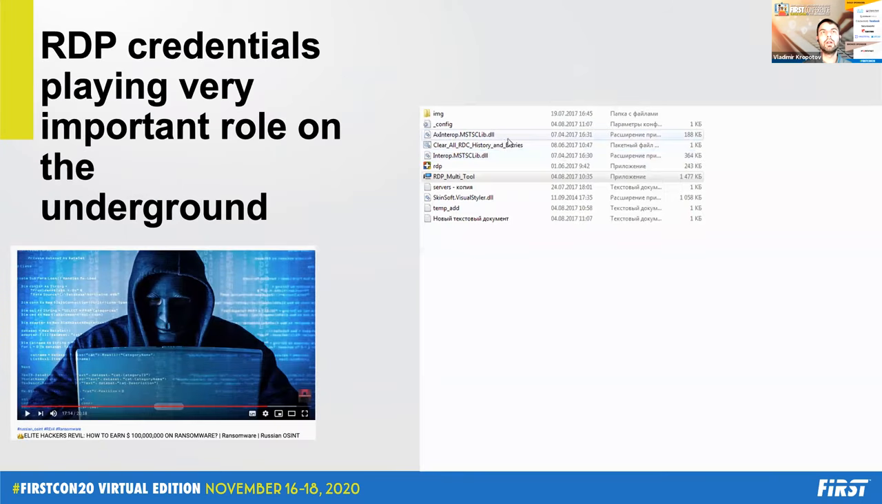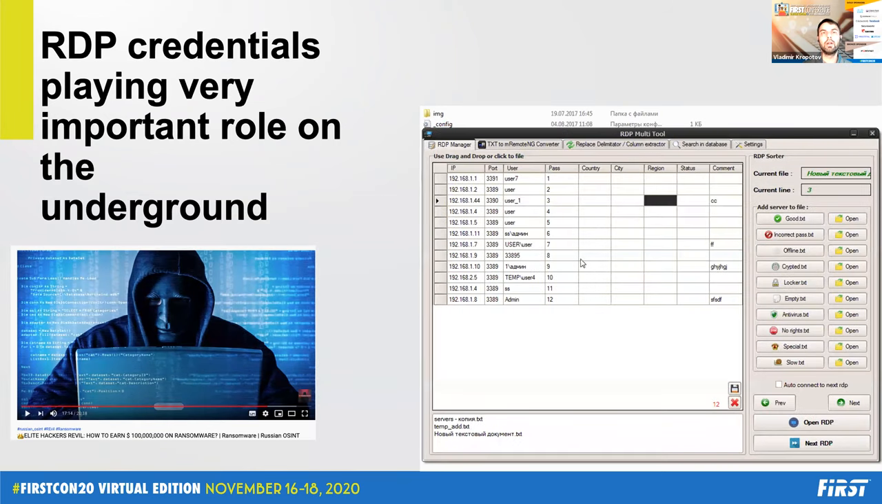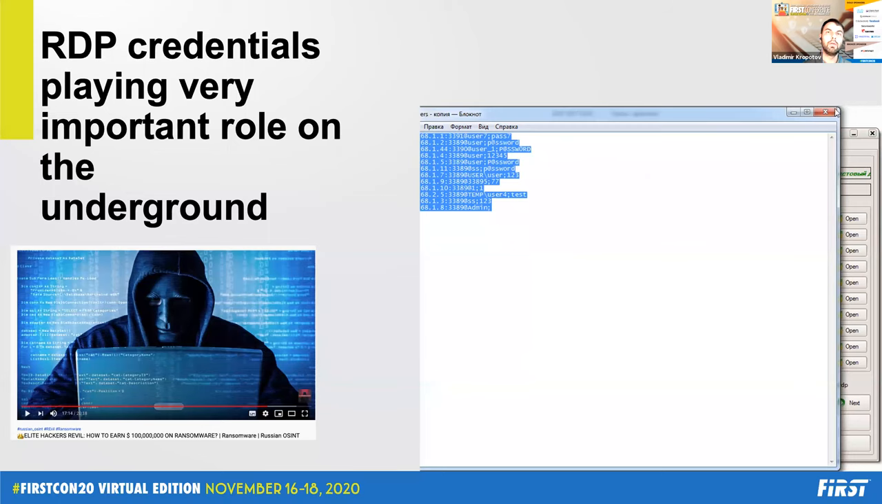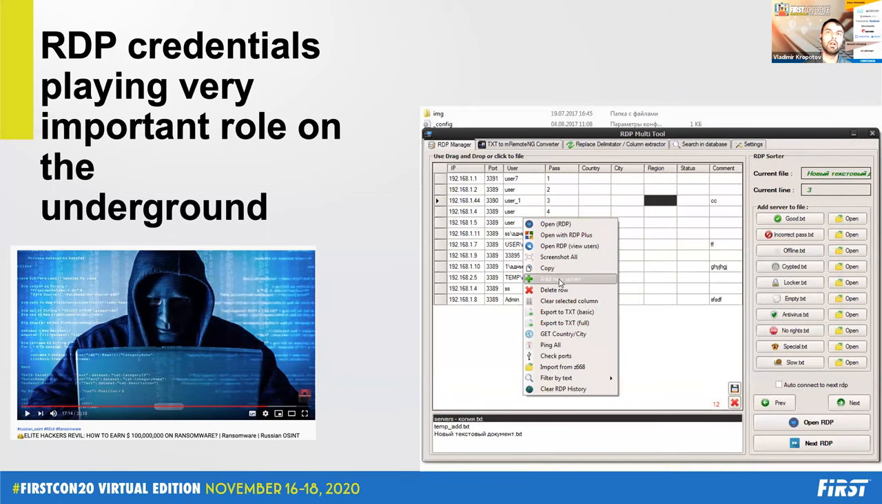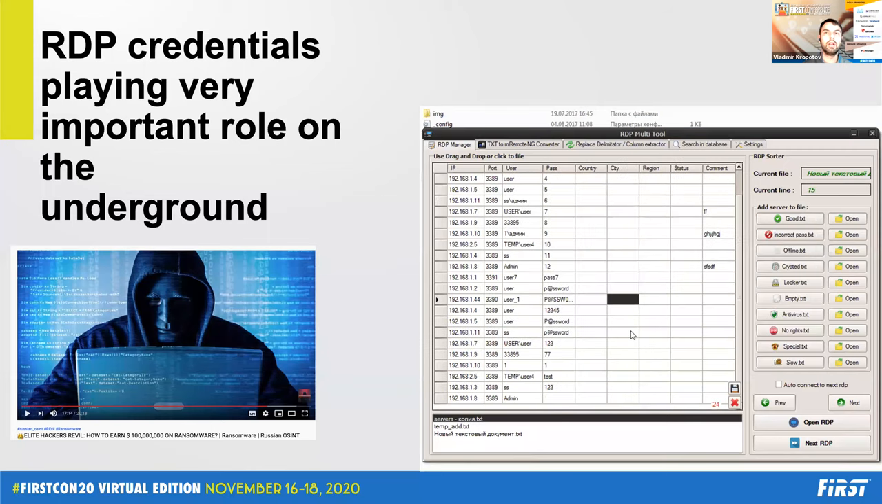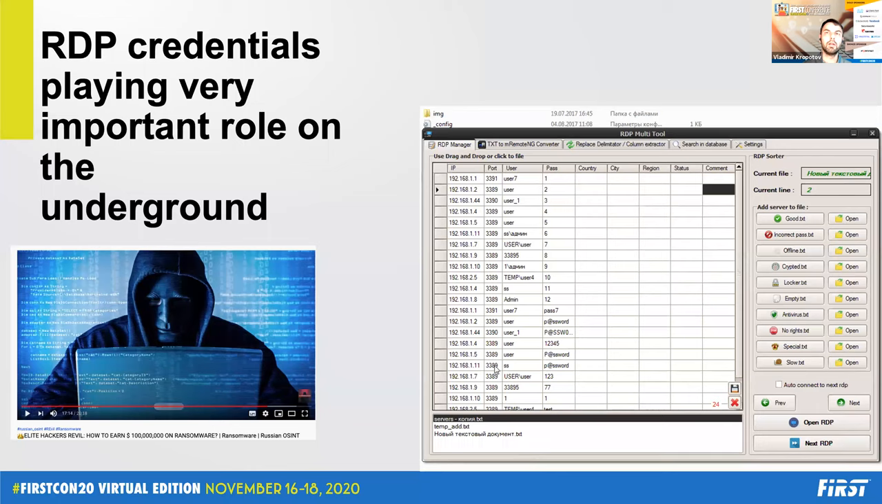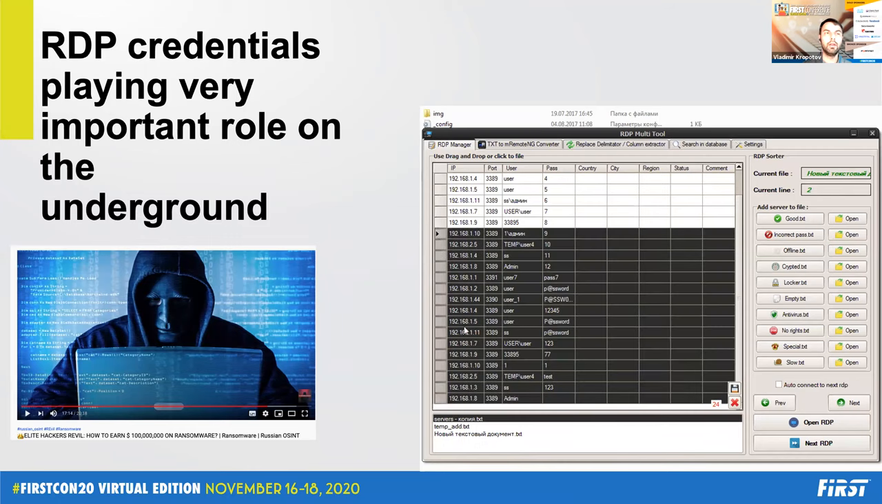And of course, criminals use tools to automate their jobs. On the right side, you can see an advertisement from an underground forum, which is a banner showing the functionality of a tool called RDP multi-tool, where many credentials can be processed at the same time, and the customer or buyer can perform many actions simultaneously on many assets.